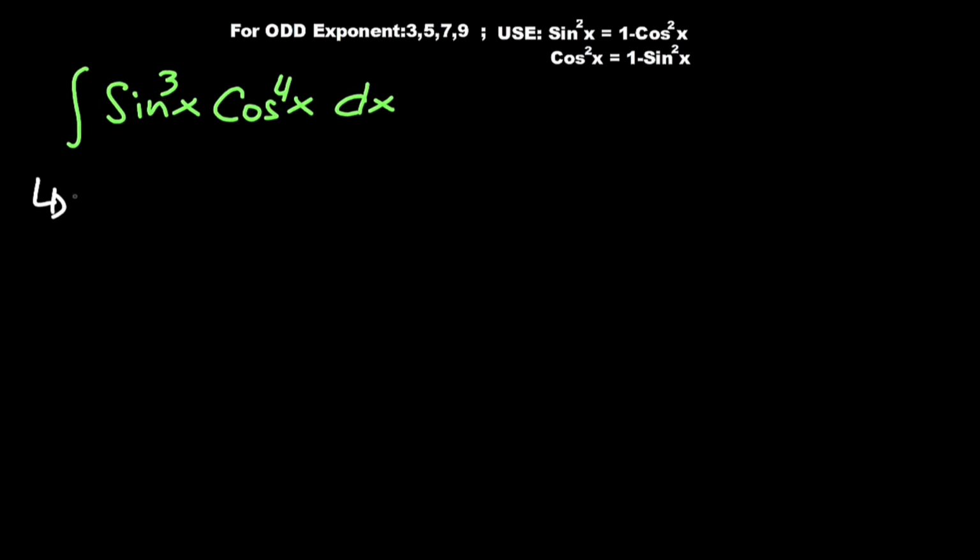The integral of sin³ of x cosine to the power of 4 of x dx. And so, this one is even and this one is odd. So, we must focus on sin⁵x. And so, by applying the odd exponent rule, this would be sin²x multiplied by sin⁵x.